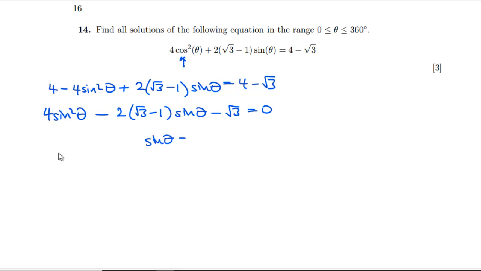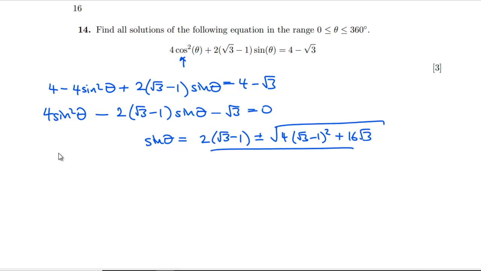So sine theta is going to be 2 minus square root of, so that's going to be 4 lots of root 3 minus 1 squared, plus 16 root 3, square root all of that, all over 8. I'm just going to stick that into the calculator, which is going to take me a while. Maybe it is one of these ones that will factorize, but we'll find out in a minute when I've typed all of this in. God, there's so much of it.